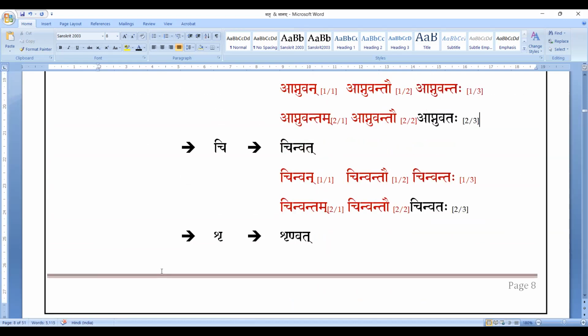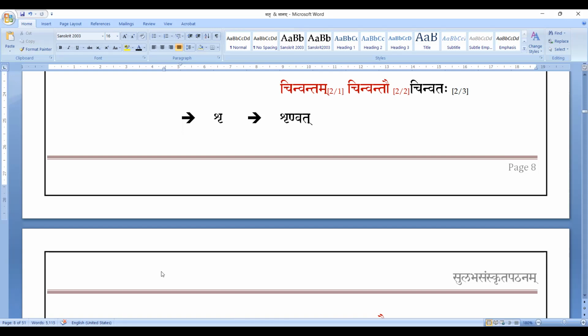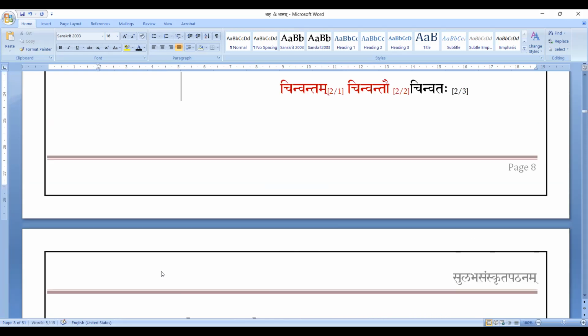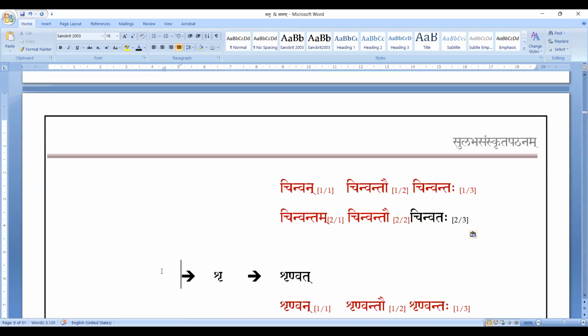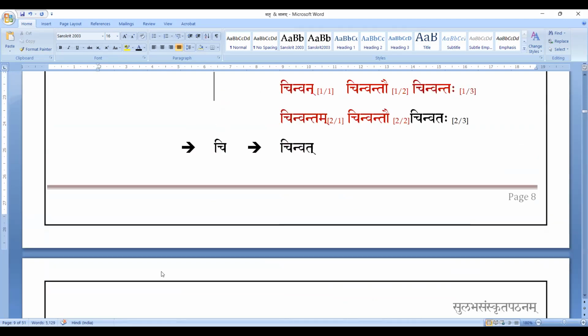You can tell me. Dhatu is su dhatu. It's interesting. See here, another thing also. Dhatu is shru, right? It is not ivarna or uvarna. So where is the question of applying this upadesha? Doesn't arise at all. Okay. Please note. There is no question of upadesha, because the dhatu is ukaranta dhatu.